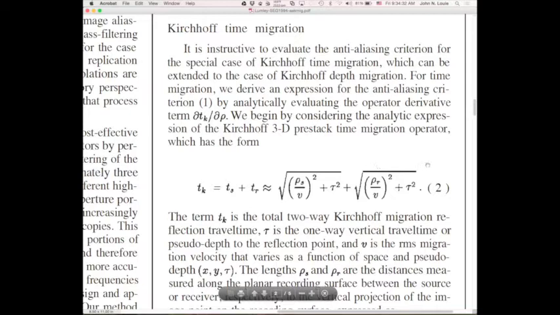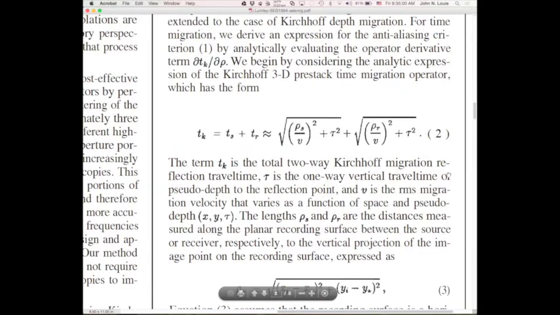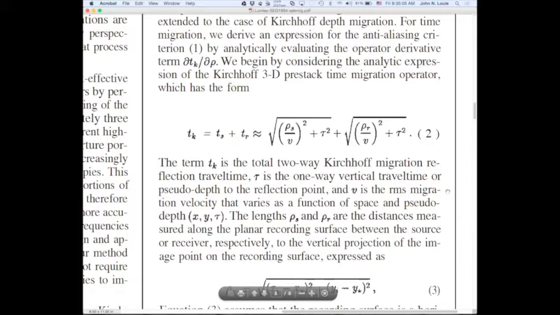Okay. So for the special case of Kirchhoff time migration, we have very little information available to us, but the really powerful information that we do have are the source time and the receiver time. Okay? So first, he's going to give us an analytic expression of the pre-stack time migration operator, and then he's going to show us the anti-alias criterion for that. Then he's going to comment on the pre-stack depth migration operator for Kirchhoff.